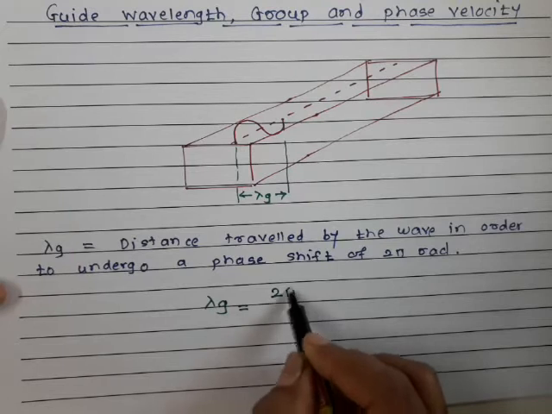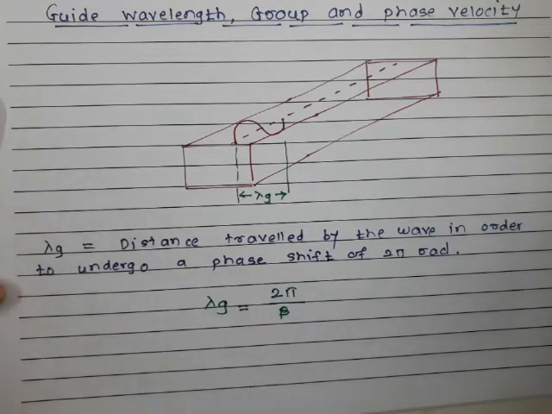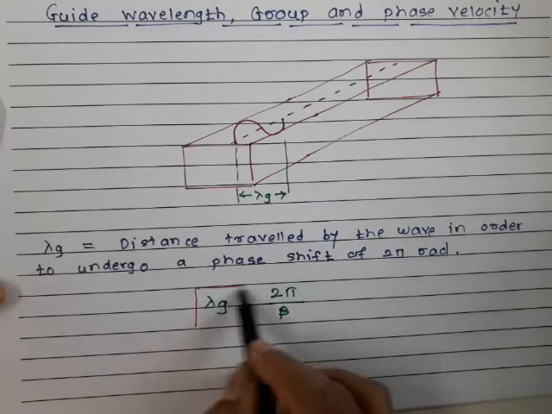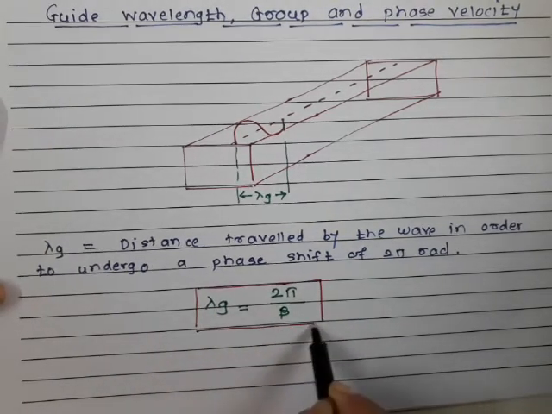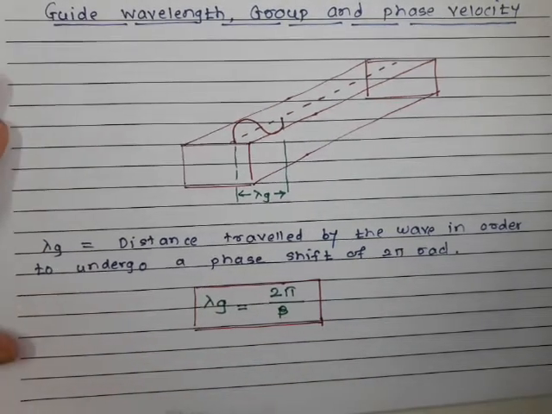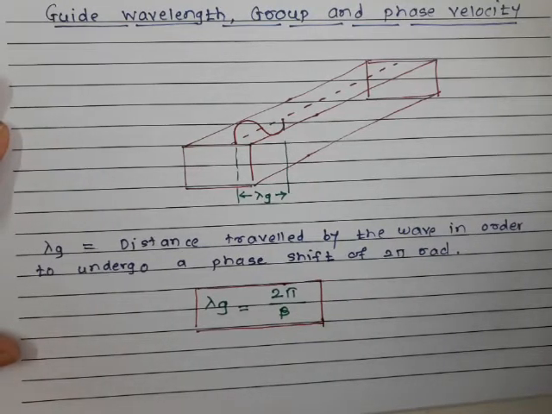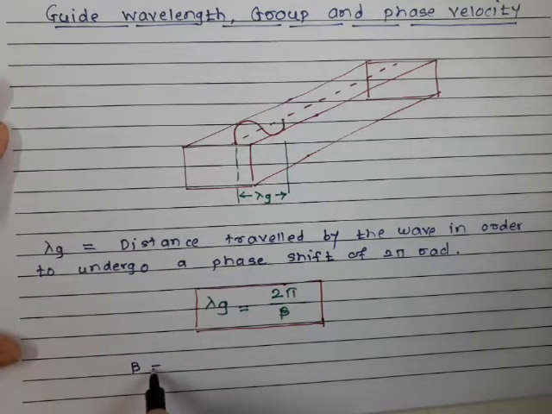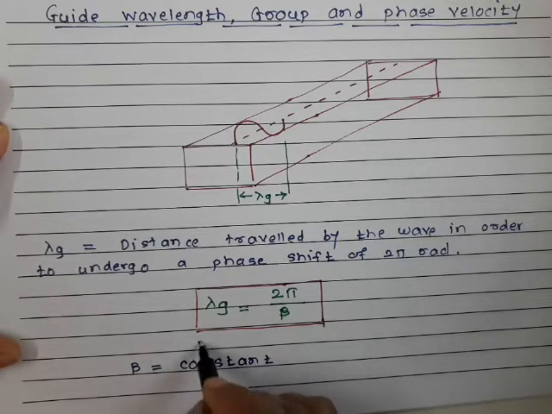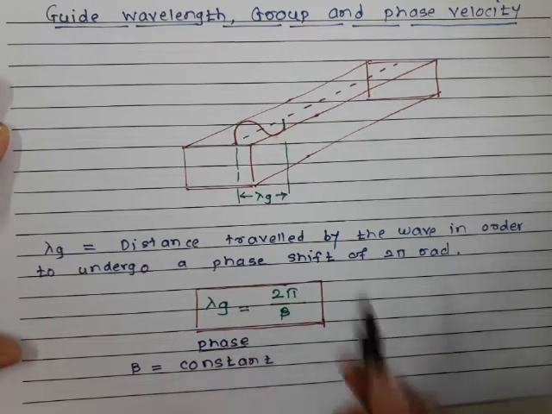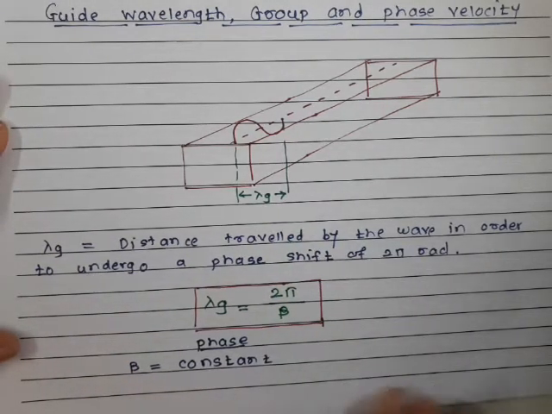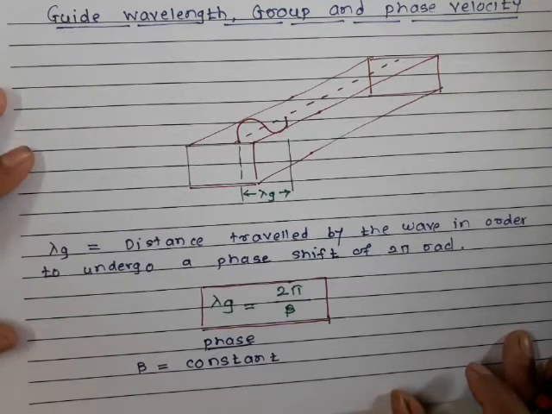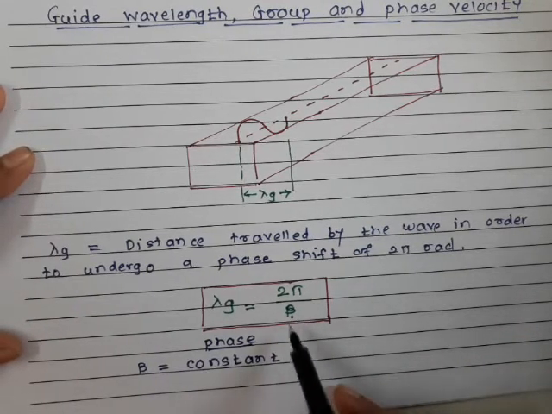So this will be 2 pi by beta. How are you going to define your lambda g? Lambda g is nothing but 2 pi by beta. Whenever I'm talking about lambda g, it is related to the phase constant, where beta is nothing but the phase constant. And this distance will be called the guide wavelength.